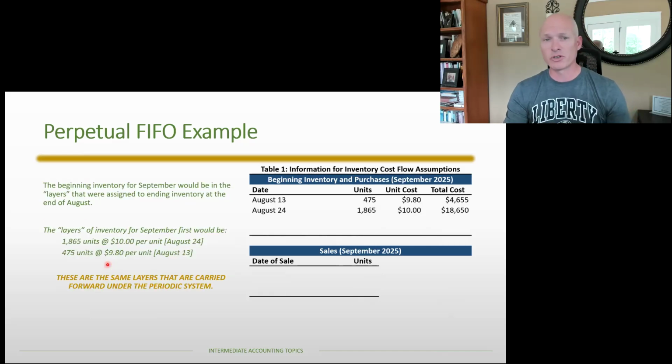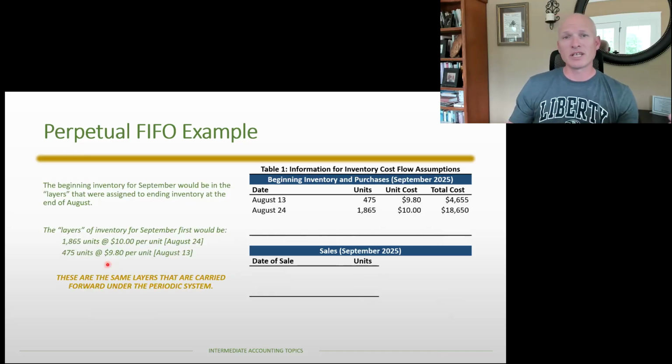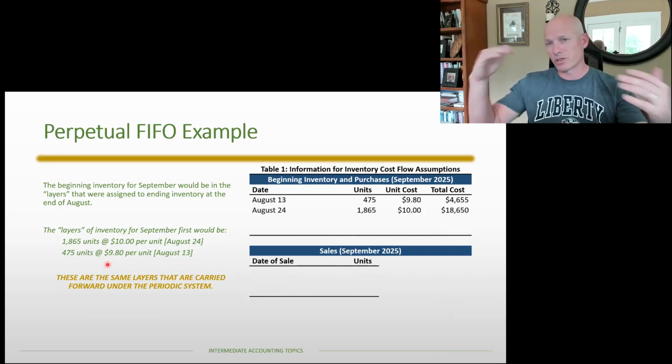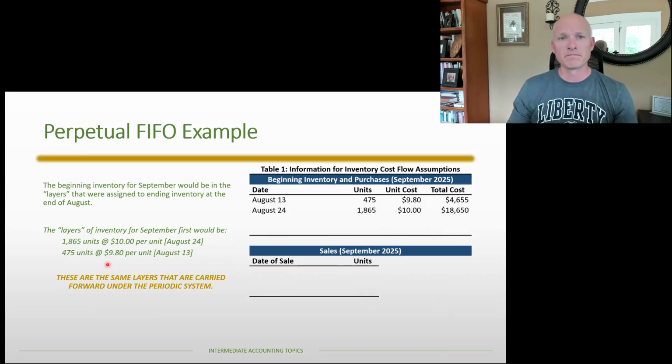And again, similar to the periodic, those layers that we have on the perpetual system are the same layers that are going to go forward and start the next month. And of course, there'd be additional layers from there. All right, well, hopefully that's helpful, and we'll stop there. We'll do another lecture for LIFO, and we'll keep cruising.